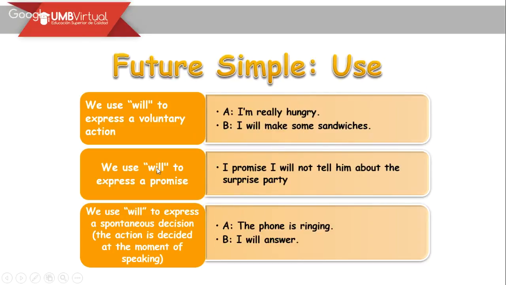So we can use also will to promise something. I promise I will not tell him about the surprise party. Okay, and this will also is to express a spontaneous decision. The telephone is ringing. I will answer.